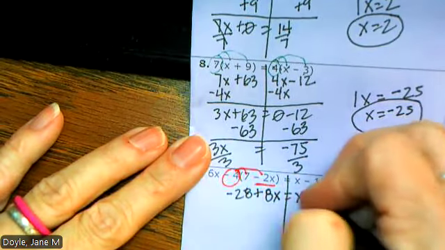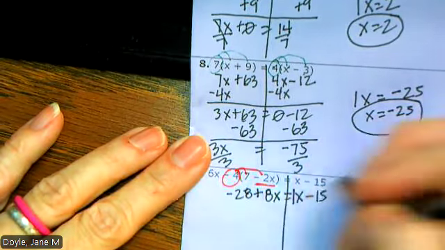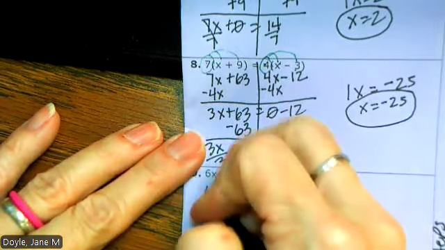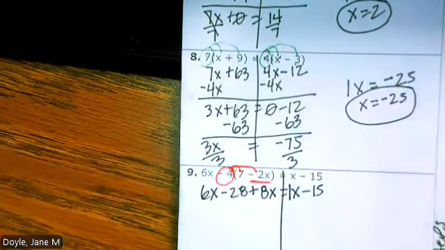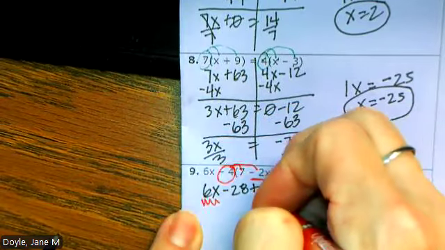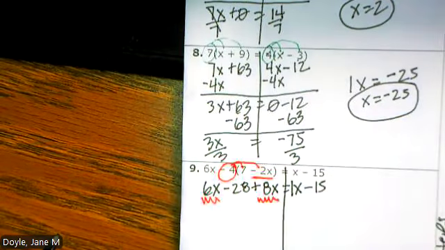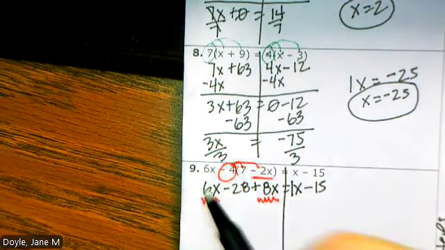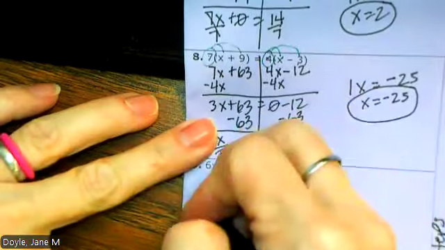Okay, x minus 15 can come down. I'm going to stick a 1 in now in front of that x, and I have a 6x. Next step, are there like terms on the same side of the equal sign? And there are. This 6x and this 8x are like terms. Okay, so if you combine those, 6 plus 8 is 14x.